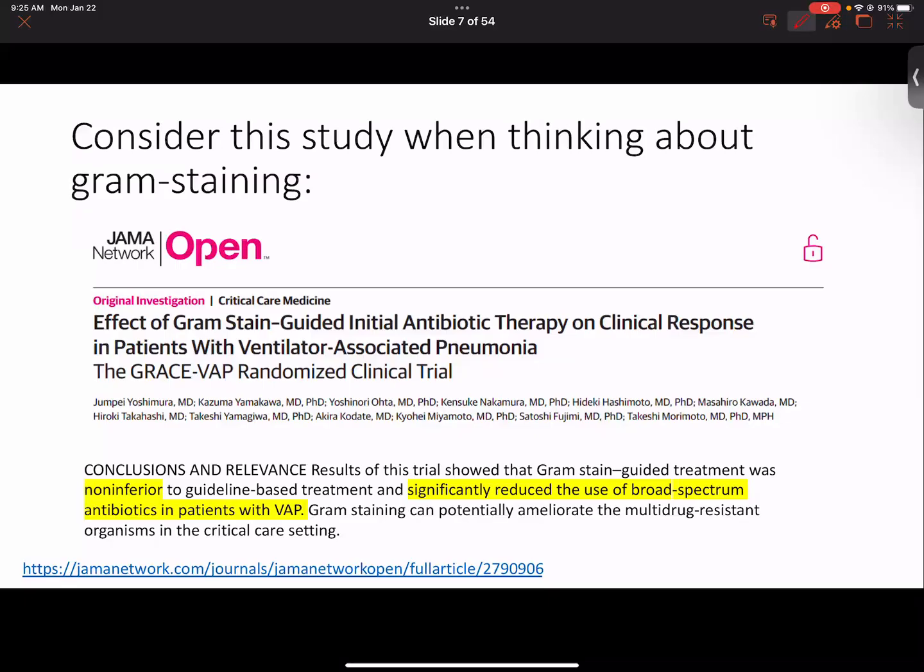Patients that were ventilated that were diagnosed with ventilator-associated pneumonia, half of a group got standard of care approaches to treating ventilator-associated pneumonia. The other half provided endotracheal samples that were gram stained. Based on the results of the gram stain, that dictated what type of antibiotic the patient was going to get. Now, what does all this mean?